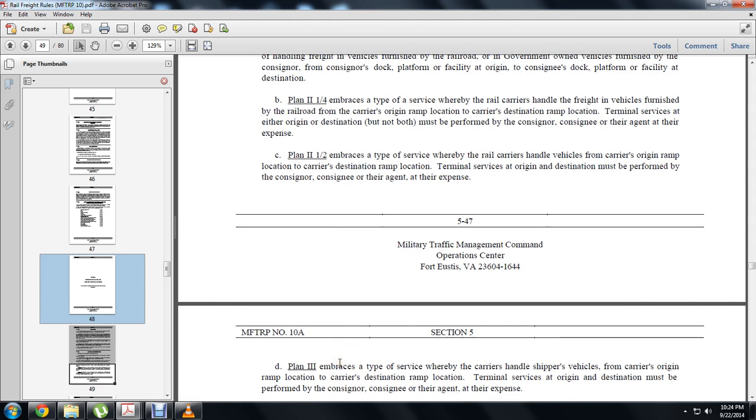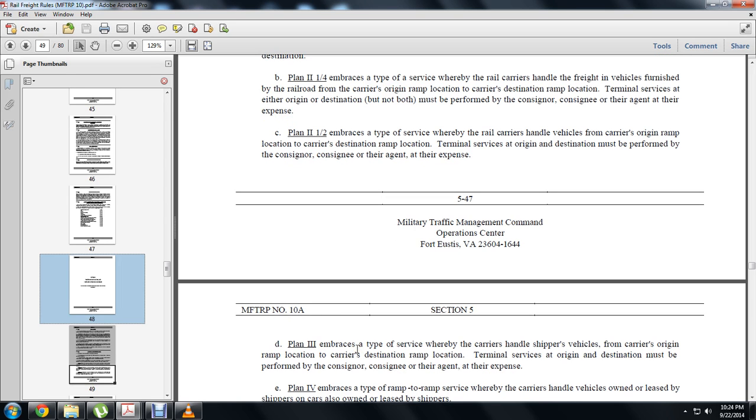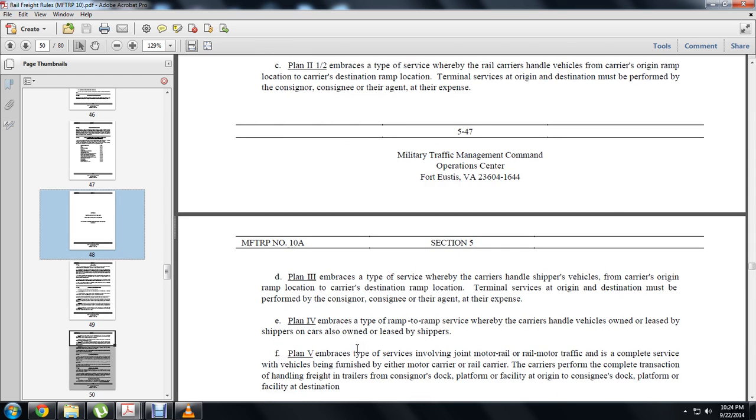Terminal services at the origin and destination must be performed by the consignors and consignees or their agent at their expense. Plan 3 embraces the type of service whereby the carriers handle the shippers' vehicles from the carrier's origin ramp location to the carrier's destination ramp location. Terminal services at the origin and destination must be performed by the consignees or their agent at their expense. Plan 4 embraces the type of ramp-to-ramp service whereby the carrier handles vehicles owned or leased by the shippers.